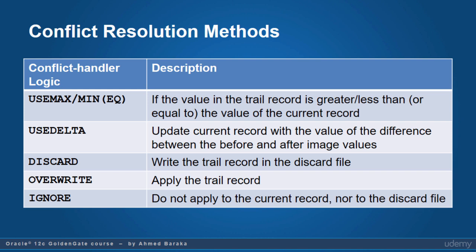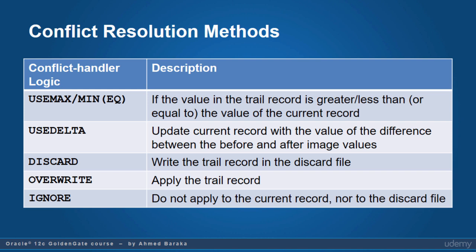The use delta resolution method is used if you want to update the current record with the value of the difference between the before and after image values. This is only possible as a response to the conflict update row exists.